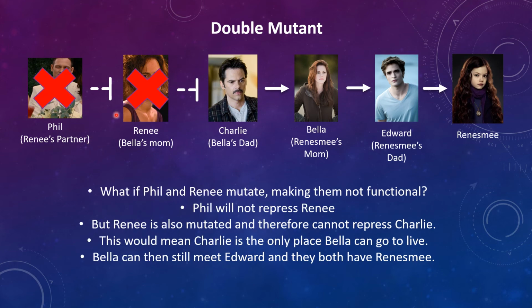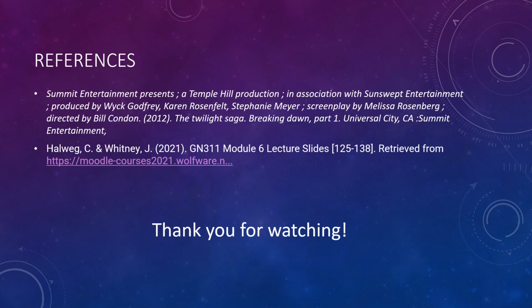What if Phil and Renee mutate, making them both not functional? This could be thought of as an analogy of Renee and Phil dying or not being able to care for Bella. This means Phil would not repress Renee, but Renee would not be able to repress Charlie because she is also not functional, meaning Charlie would be able to promote Bella, as Bella would maybe still move to Forks as she has nowhere to go, meaning Bella would still meet Edward, promoting him, and the two would still have a child, meaning Edward would still promote Renesmee.